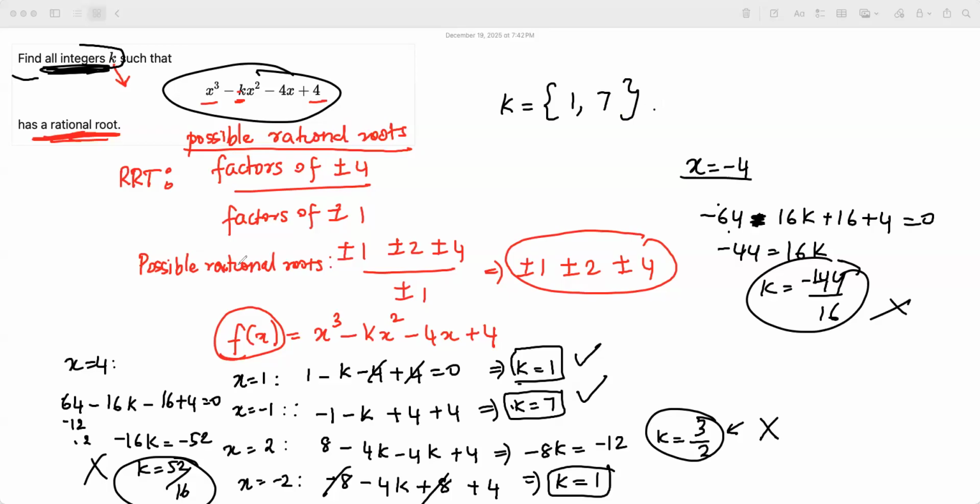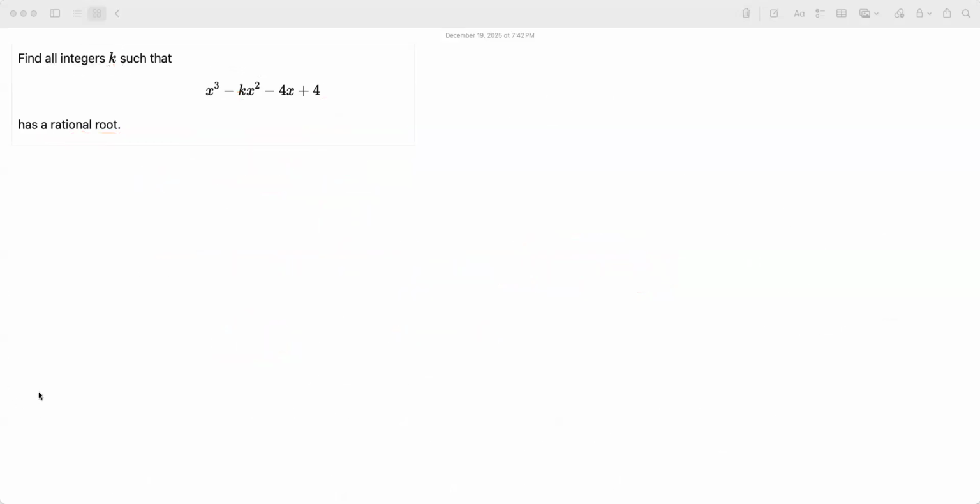Any questions? It can be more than one answer. Yeah, find all integers k. Oh, okay, I didn't see that. Does that make sense? Yeah. These are subtle, difficult problems, but it's all applications of the rational root theorem. Does that make sense? Yeah.